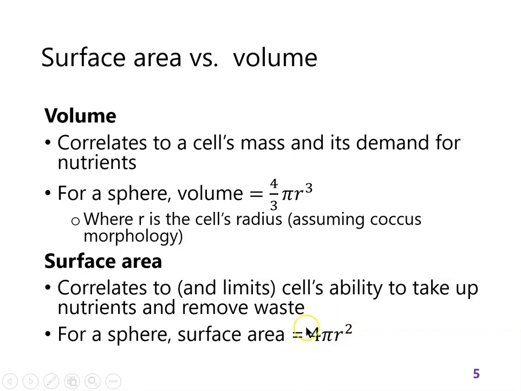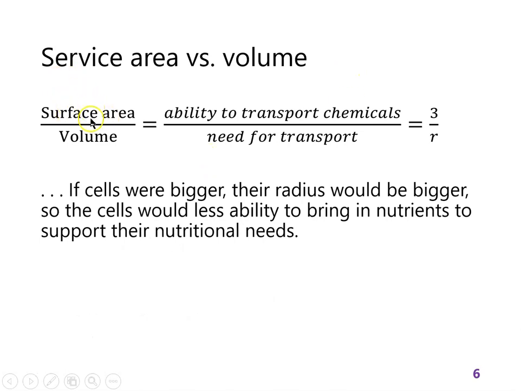So we can calculate the surface area of a sphere as 4 pi r squared. And again, r is the radius of the sphere. So what happens if we make r bigger? So if the cells were bigger, what would happen? And that's what we should look at. Here we can get the ratio of surface area to volume. And again, we can think of it as surface area is the ability to transport chemicals, volume is the need to transport chemicals. So a happy cell has a lot of ability to do what it needs to do. So a happy cell is going to want to maximize its surface area and minimize its volume.